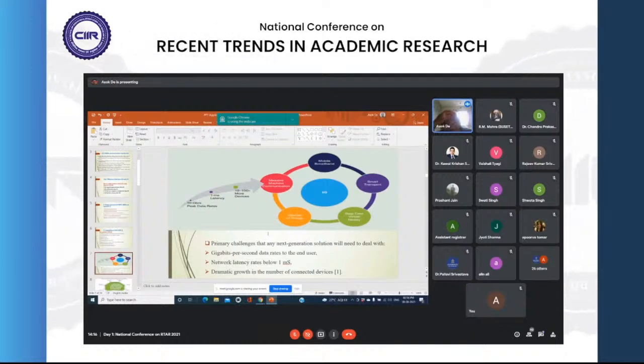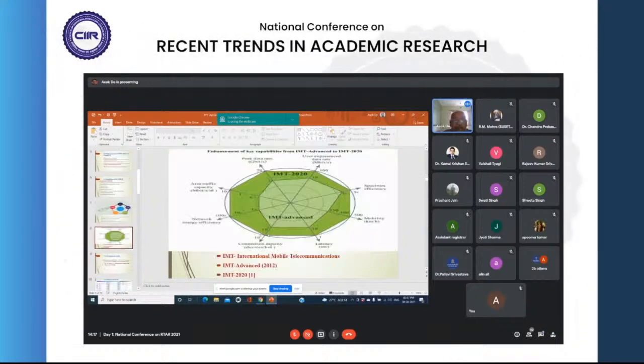The primary challenges that any next generation solution will need to deal with are gigabit per second data rate to the end user and network latency rates below 1 millisecond. Dramatic growth in the number of connected devices is also a main challenge of 5G. When so many devices are added, we have to maintain this standard.